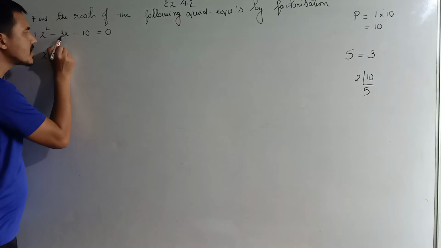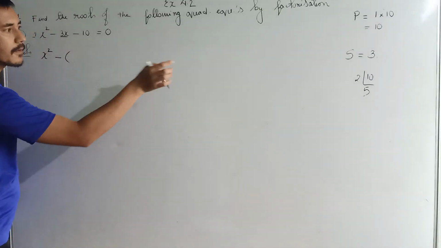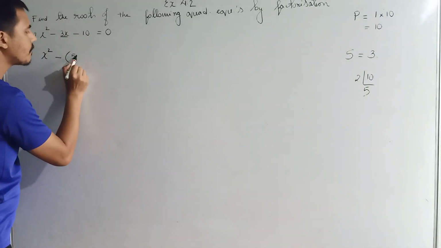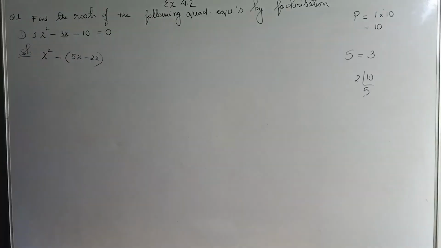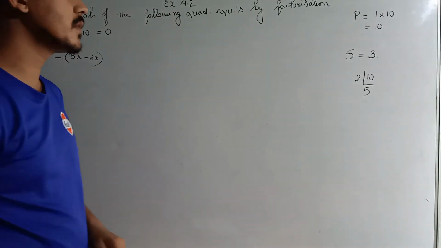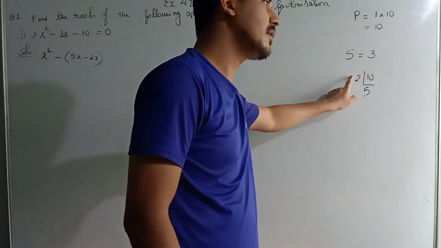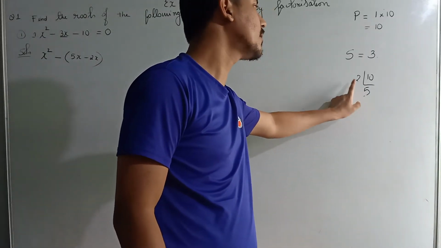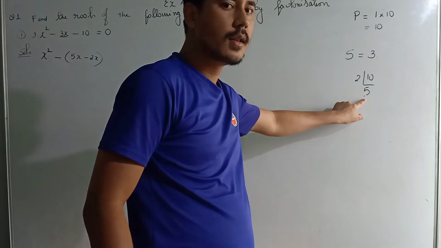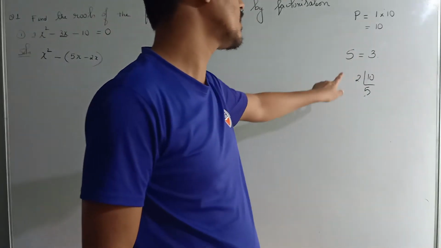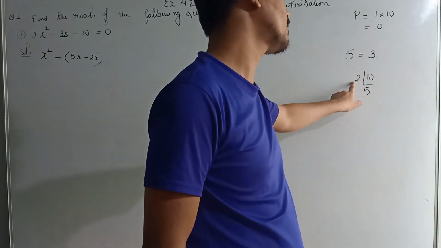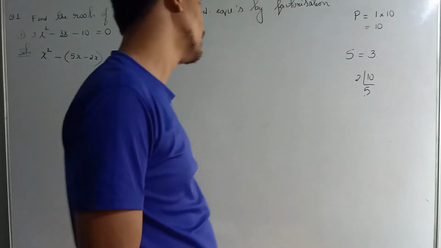And instead of this middle term 3x, I can write 5x minus 2x. Alright? See, the product 10 has been factorized in the form 2, 5 times is 10. Here 2 and 5 are the factors. You are going to add or subtract these two factors so that you get the sum 3. Only if we subtract the factors, we get 3.